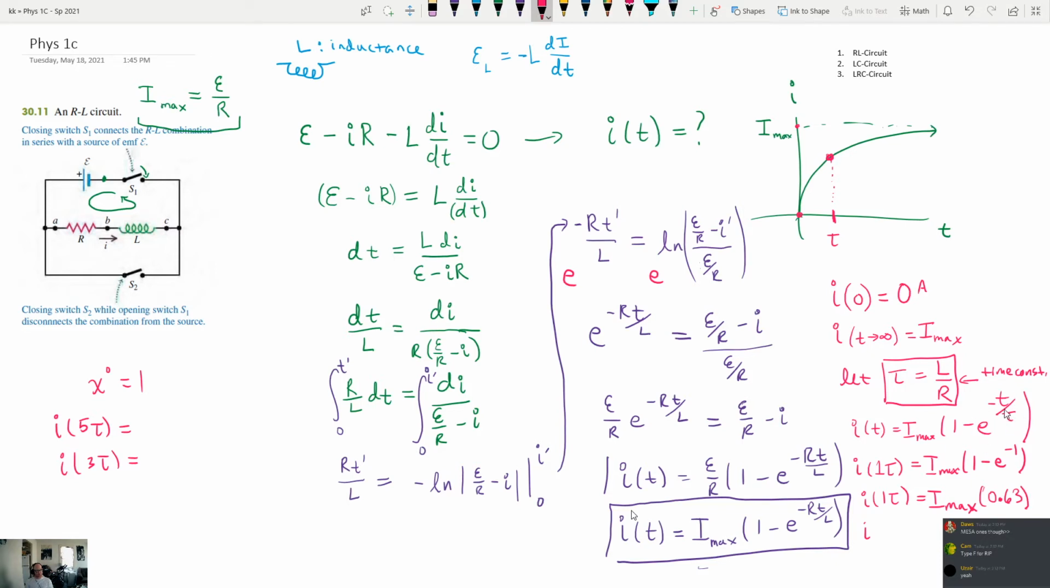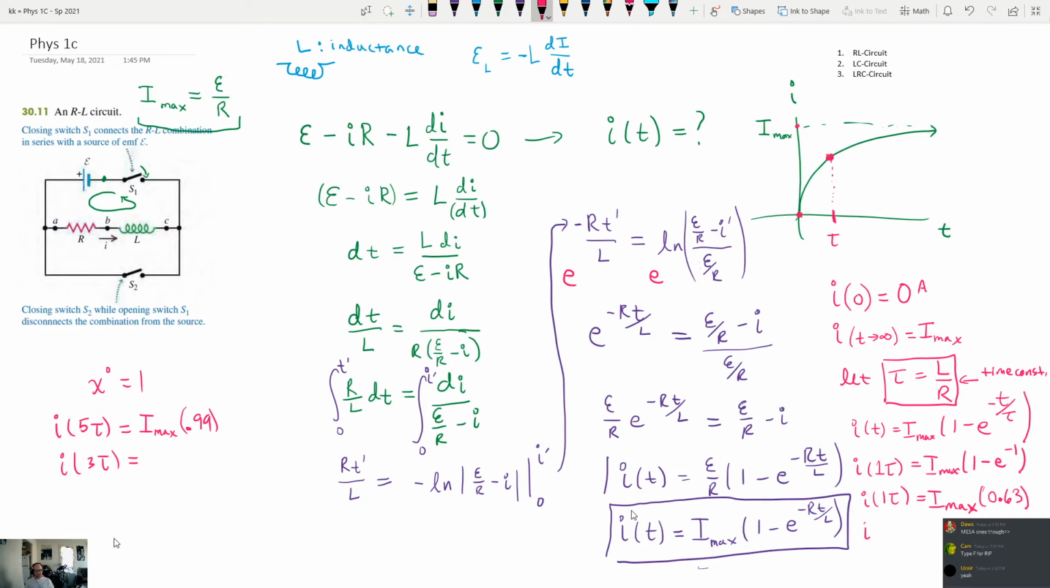Negative 5, okay, so plug in your calculator. What's 1 minus e to the negative 5 equal to? Pretty much 0.99, right? So we'll write that as I max times 0.99. Now we're pretty much at maximum, so we can effectively say that after 5 time constants, we're at maximum current.